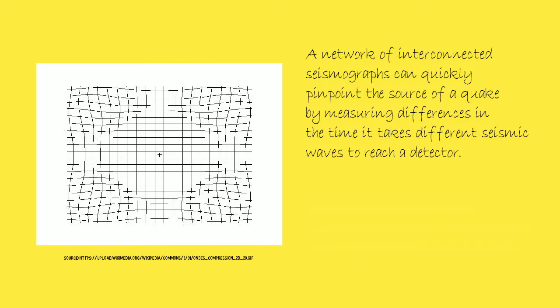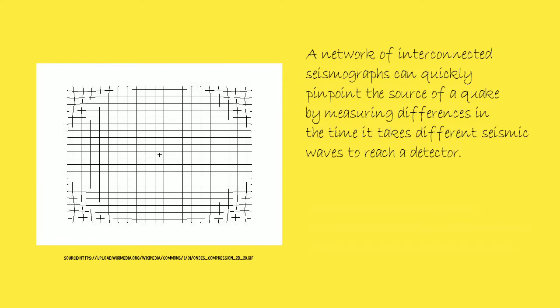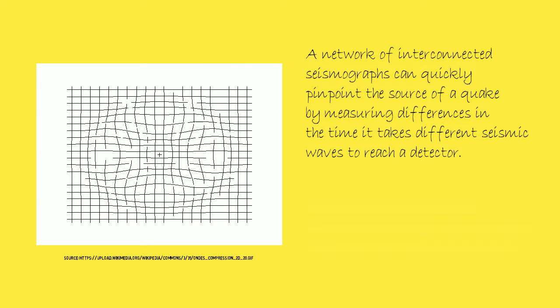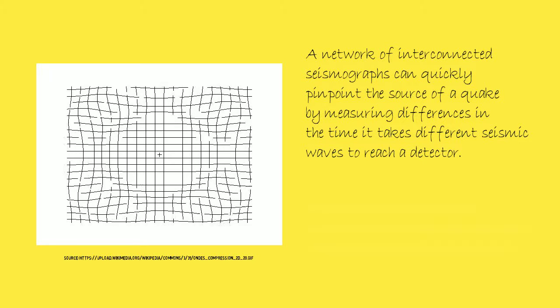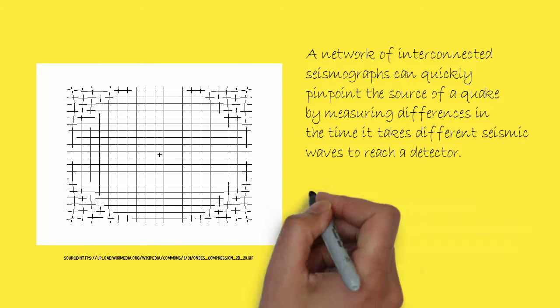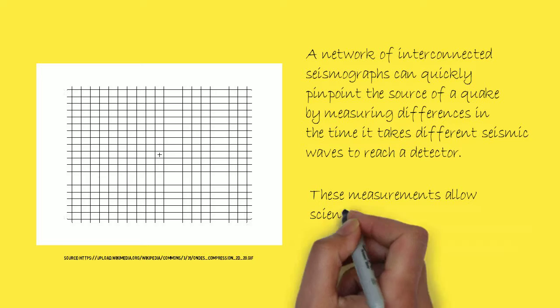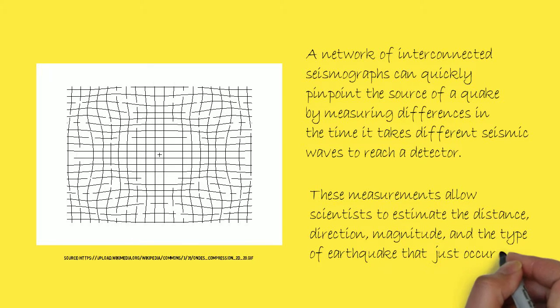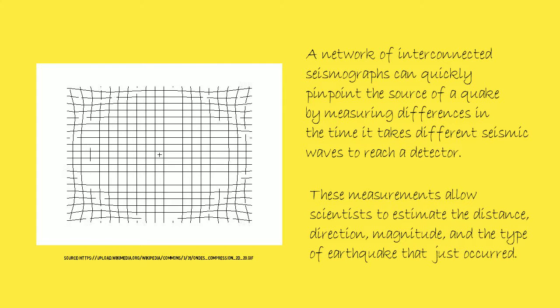Because seismographs can only measure movement in one direction, many seismograph stations have multiple seismographs to record the north, south, east, west, and vertical motions of the ground. These measurements allow scientists to estimate the distance, direction, magnitude, and the type of earthquake that just occurred.